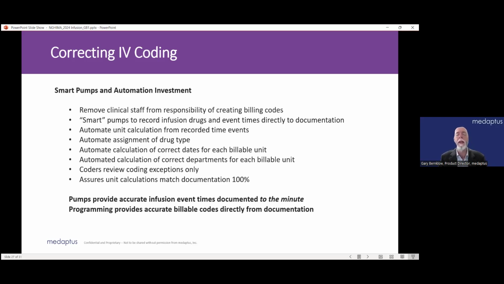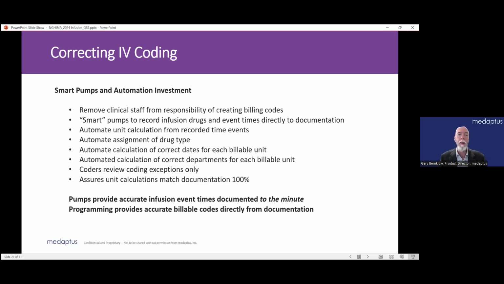And by that, I mean, if you're using smart pumps to populate your documentation for start and stop times and event times and all that stuff, what you want to try to do is then automate those values to be able to create the unit calculations for the billable units. And you can do that. You can create a computer program that says, this is a chemo drug. It lasted for 91 minutes. That equals this code plus this code. And having that accurate infusion event times documented to the minute, the programming provides accurate billable codes directly from documentation.